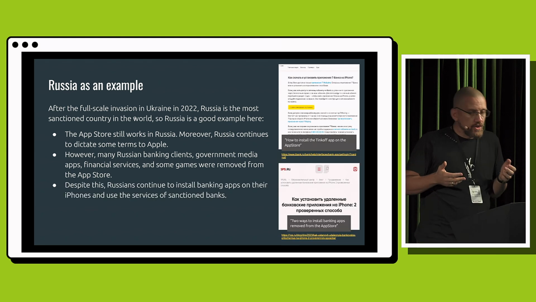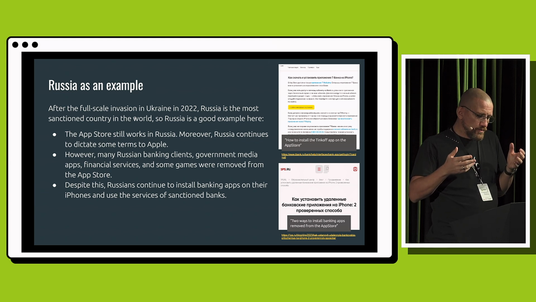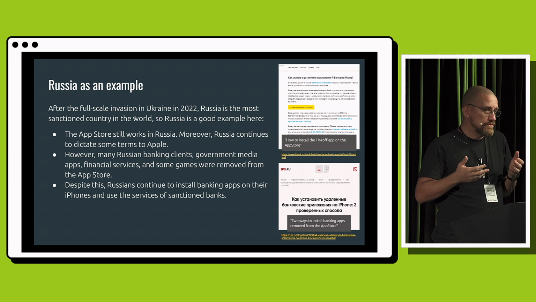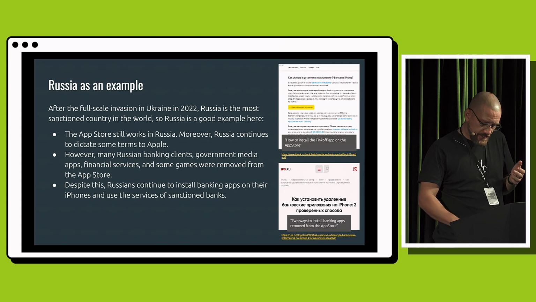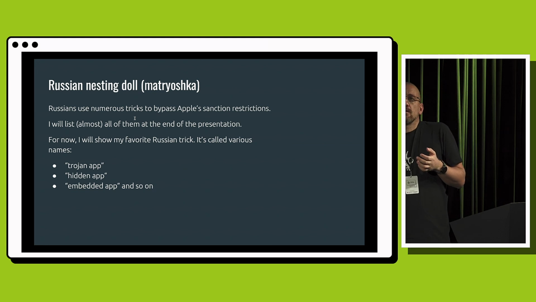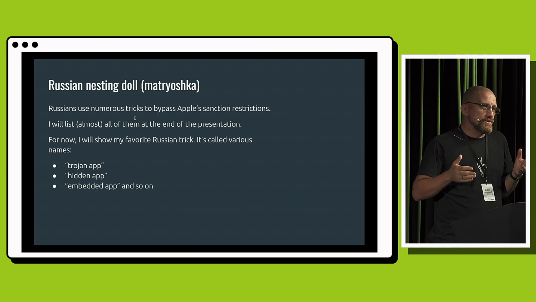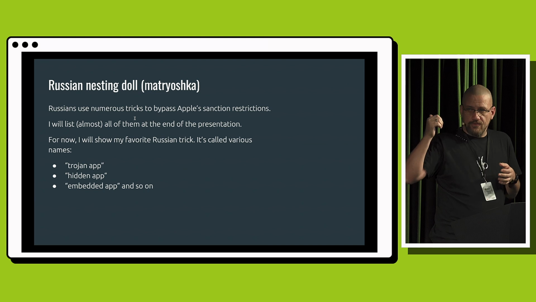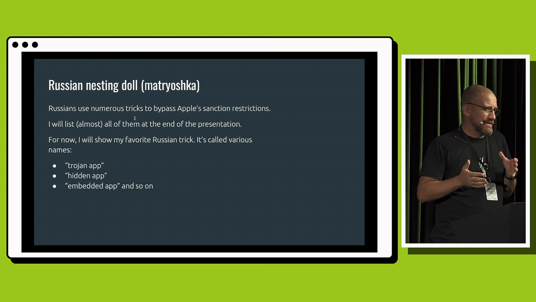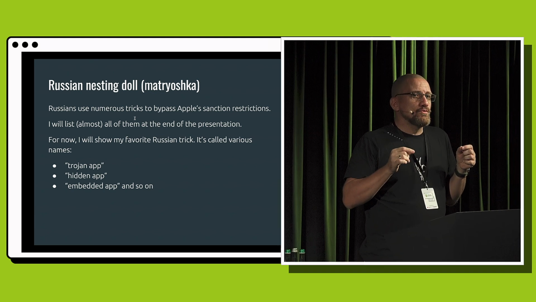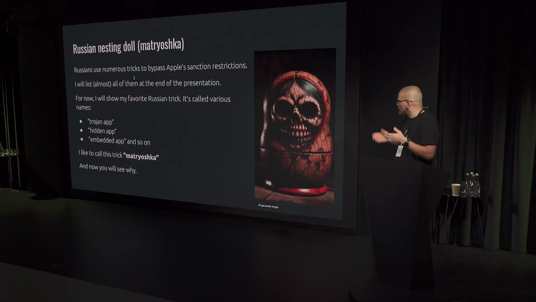At the same time, Russians continue to install banking applications on their iPhones and use the sanctioned financial services. How is it possible? Well, actually, Russians use a few tricks to install sanctioned applications on their iPhones. I will provide the list of the tricks at the end of the presentation. The list is more or less complete. For now, I'd like to show you my favorite trick. It's called Trojan application, hidden application, embedded or nested application. I like to call it Matryoshka. I'd like to show you Matryoshka.